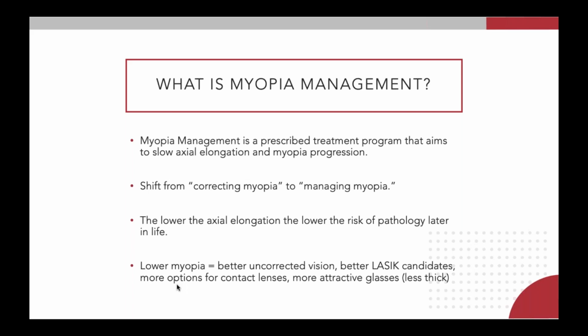So ideally, you would like to implement a myopia management treatment option as soon as your child develops myopia. You don't want to wait for them to progress. So you want to intervene early.